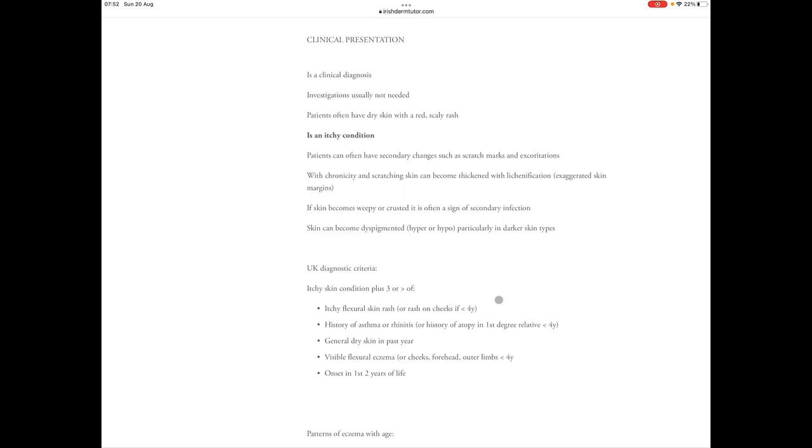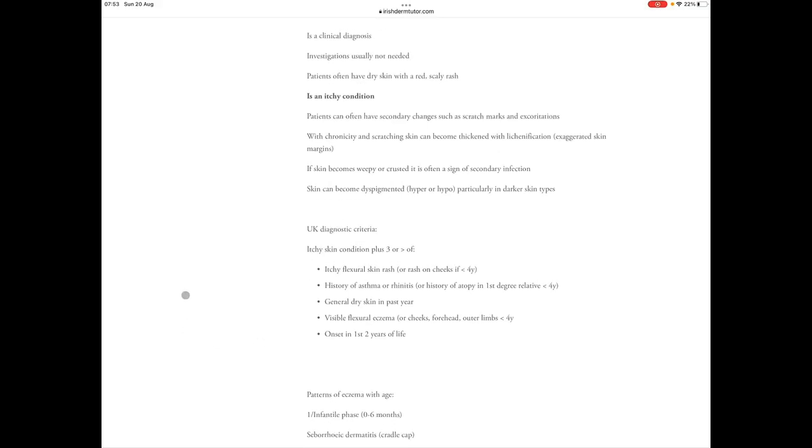So eczema is generally a clinical diagnosis. Usually you don't need a biopsy or any other investigations to diagnose it. Patients will have very dry skin and it's associated with a red scaly rash, and it invariably is an itchy condition. Patients may often have secondary changes, so because they've been scratching you might see lots of scratch marks and excoriations. And with chronicity and constant scratching, the skin can become thickened and lichenified.